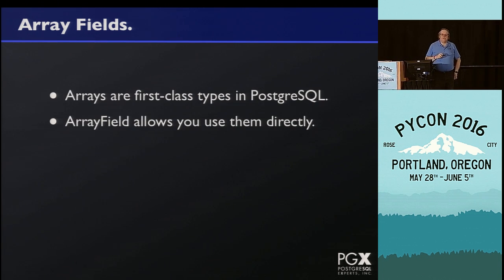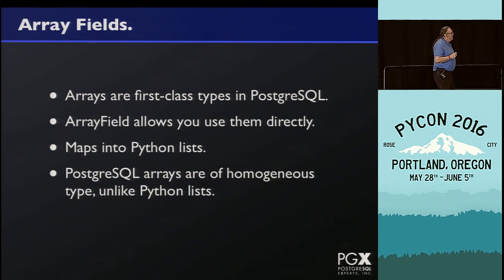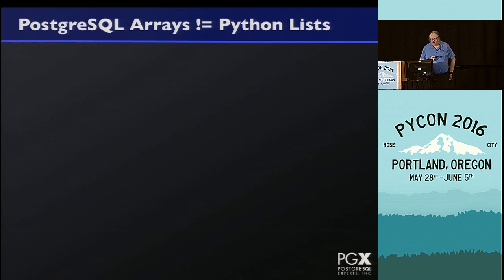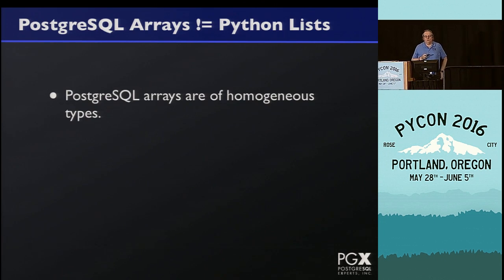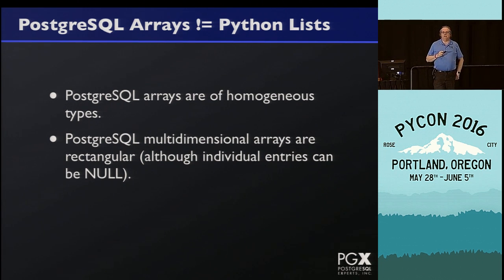An ArrayField lets you use them directly. They map onto Python lists, but unlike Python lists, PostgreSQL arrays are of homogeneous type. So if you have an array of floats, you can't stick a character string in the middle of it, sorry. They're homogeneous types, and they're good old-fashioned Fortran-style orthogonal arrays. So you have a 12 by 17 array. You don't have a list of lists, so just kind of get used to that if you use these.